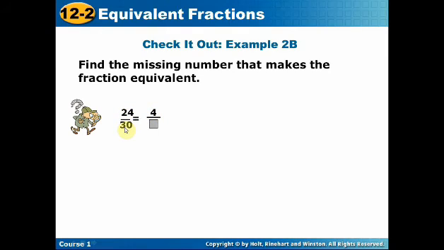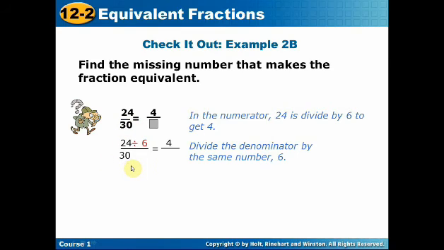Also, we can use division if the number decreases. For example, 24/30, and here the numerator is 4. 24 divided by 6 gives you 4. For that, we also divide 30 by 6. The result will be 5. Then 24 over 30 is equivalent to 4 over 5.